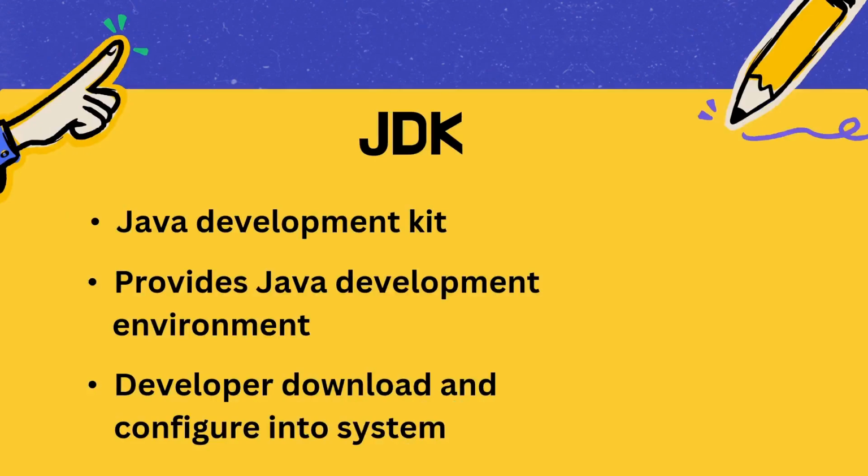First up is JDK, which stands for Java Development Kit. This is the toolkit which you download and set up in your system, which we have already done in the previous tutorial. For reference, you can find the link to the tutorial in the description or by clicking on the I button on the screen. The JDK provides the tools needed to write and run your Java code. Developers will download the JDK and configure it on the system.